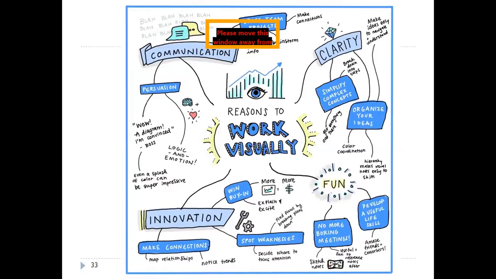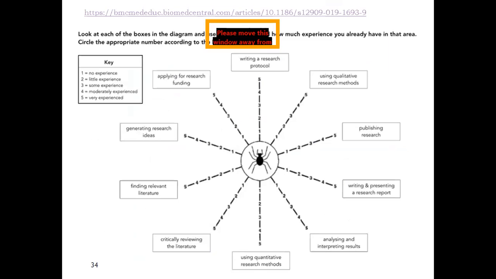Now, this is a study done to understand how much research experience people have, right? So various components in the research methodology have been split into the spider diagram. The center will be the experience in that particular area of research methodology.